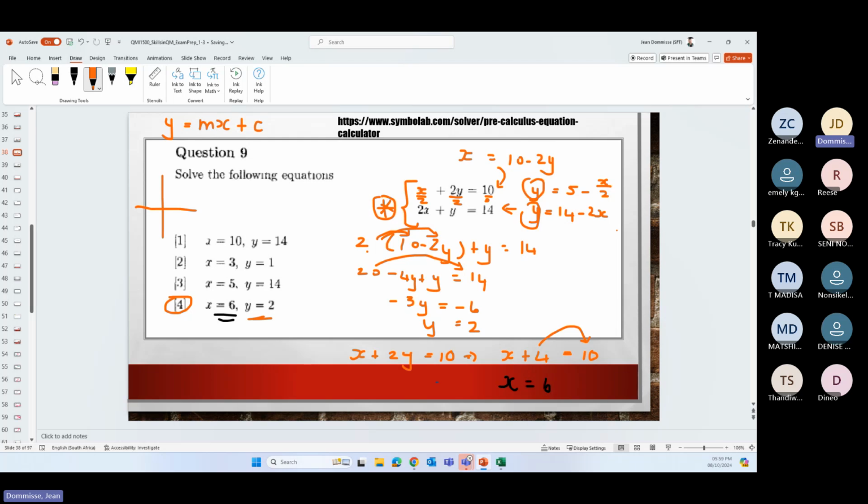But you nearly need to change the formulas so that you can say the one is equal to the other one. So you are more than welcome to do it like this as well, because then you have transformed the two, so that you can say, well, the one is y is equal to, the other one is y is equal to. So I can actually say 5 minus x over 2 is the same as 14 minus 2x.